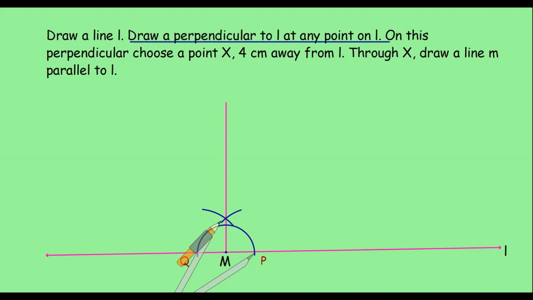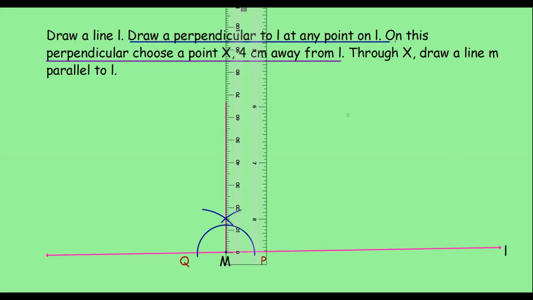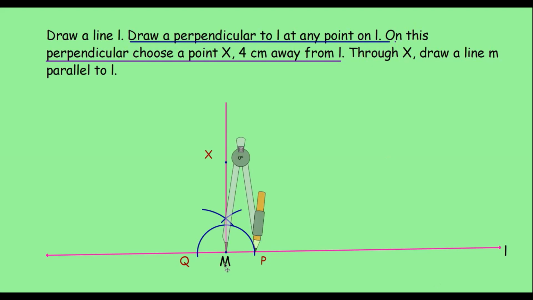Now what to do? On this perpendicular, you have to choose a point X 4 centimeter away from L. Let us do it. Take 4 centimeter on this perpendicular. Now this point you can take as X. Now through X you have to draw a line parallel to L. Here MX you can take it as transversal.